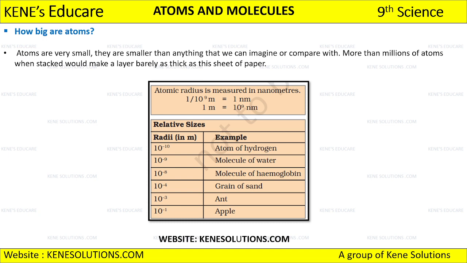Then we discussed how big atoms are, so we discussed atomic radius. We know that we measure atomic radius in nanometers. One meter is equal to 10 raised to 9 nanometers, and we have different examples of it. I just want you all to go through it.